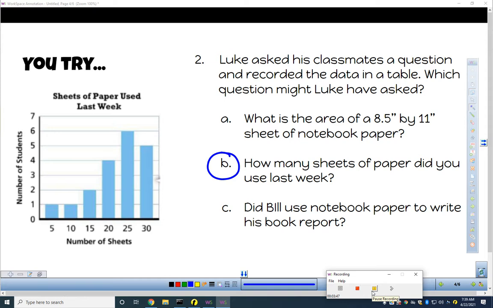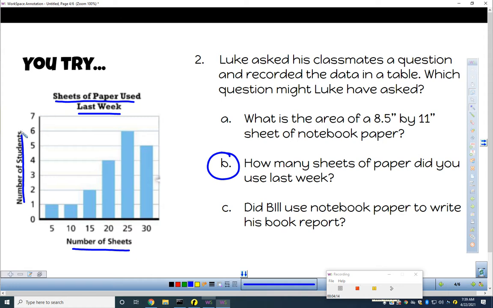If you chose B for this question, that would be correct. If we look at the diagram that they gave, you can see a number of things that give us hints that the answer is going to be B. First, the title of the graph is sheets of paper used last week. Second, the two axes here, one is labeled number of sheets, one is labeled number of students. So we can tell that this question is going for a statistical question. We are asking a variety of students how many sheets of paper, and notice that every student is saying something different.